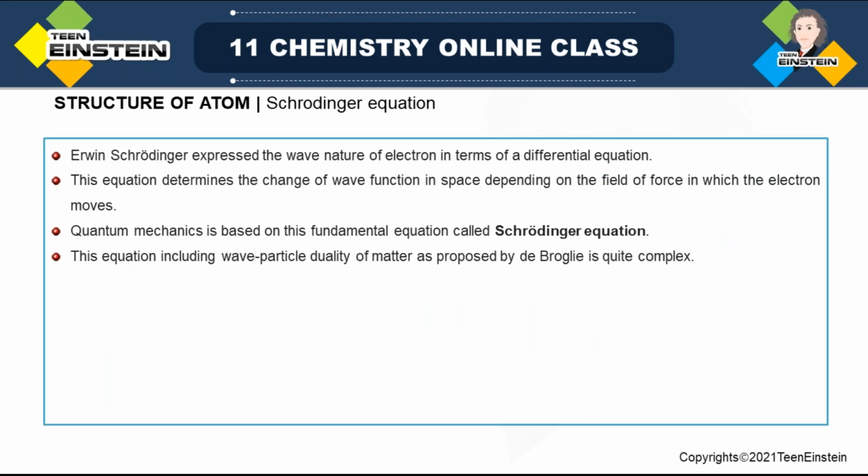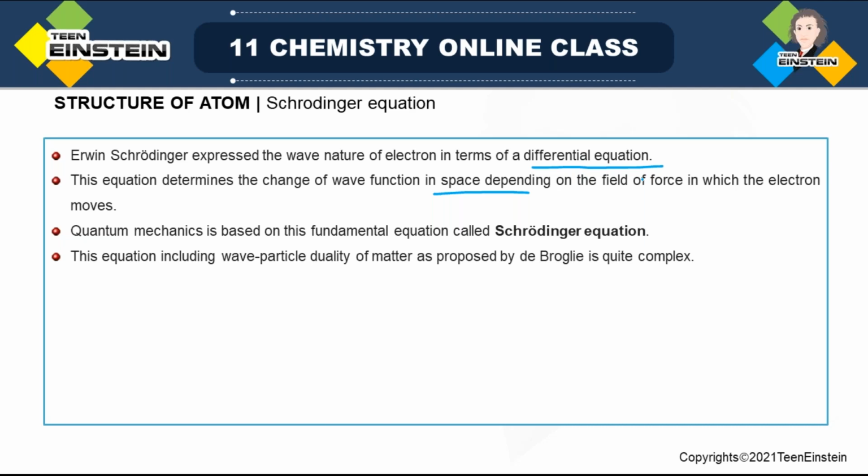Now, if you want to know this model, we have to understand Schrodinger equation. So he expressed the wave nature of electron in terms of a differential equation. When you see this equation, you will see it is basically a differential type of equation. This equation determines the change of wave function in space, and that is depending on the field of force in which electron moves. So what is the importance of this equation?